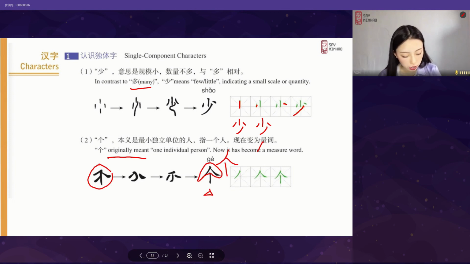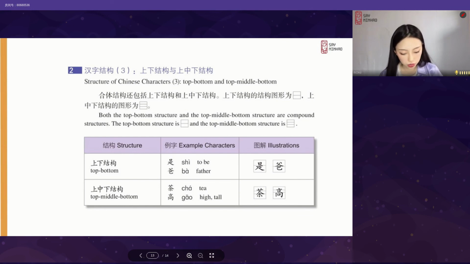Now let's see how to write it. First is a left turning, and then a right turning, and then a vertical inside it. Don't link it, okay? Try to write it with me. Left turning, right turning, and then a vertical. Really easy.